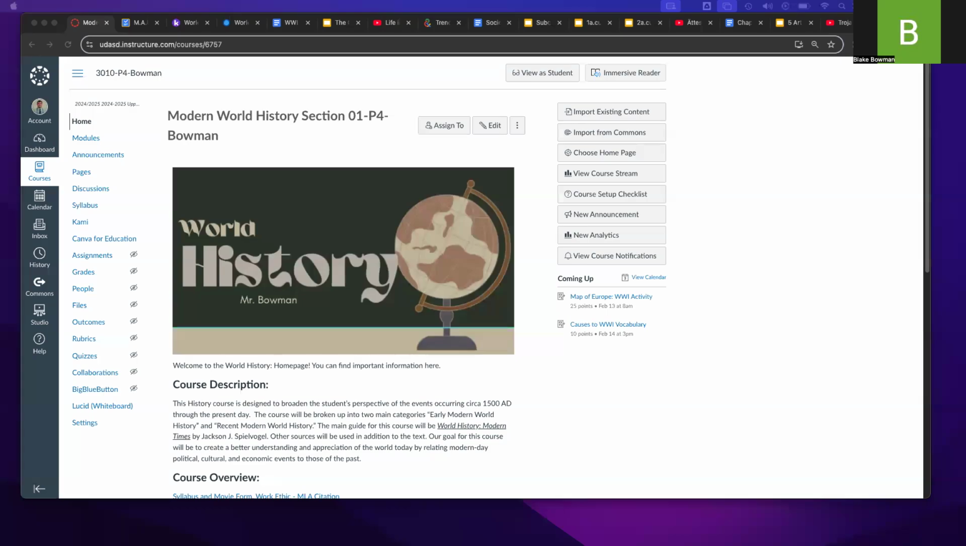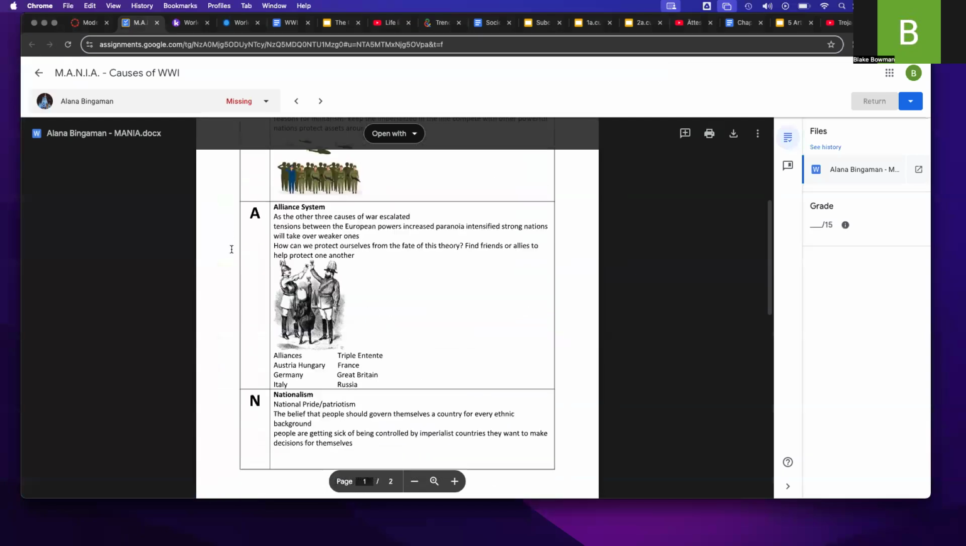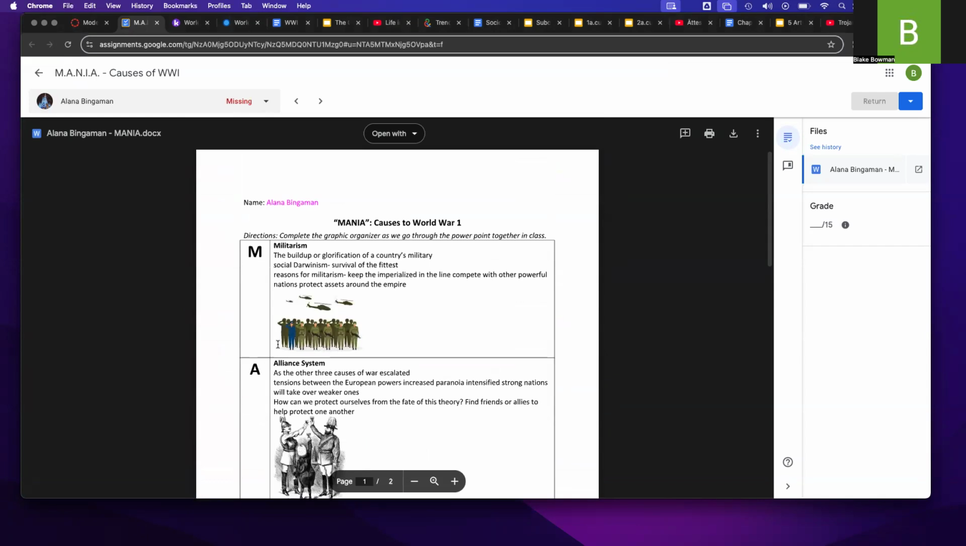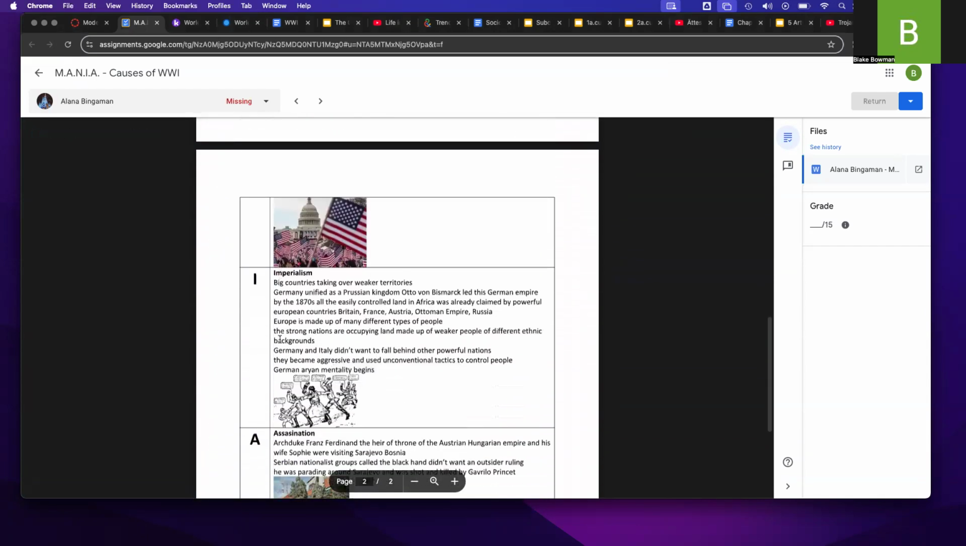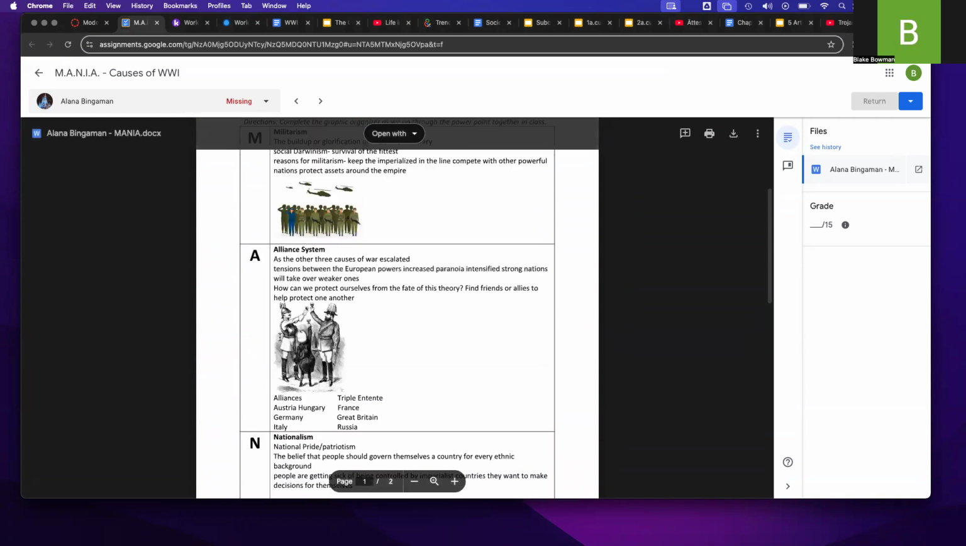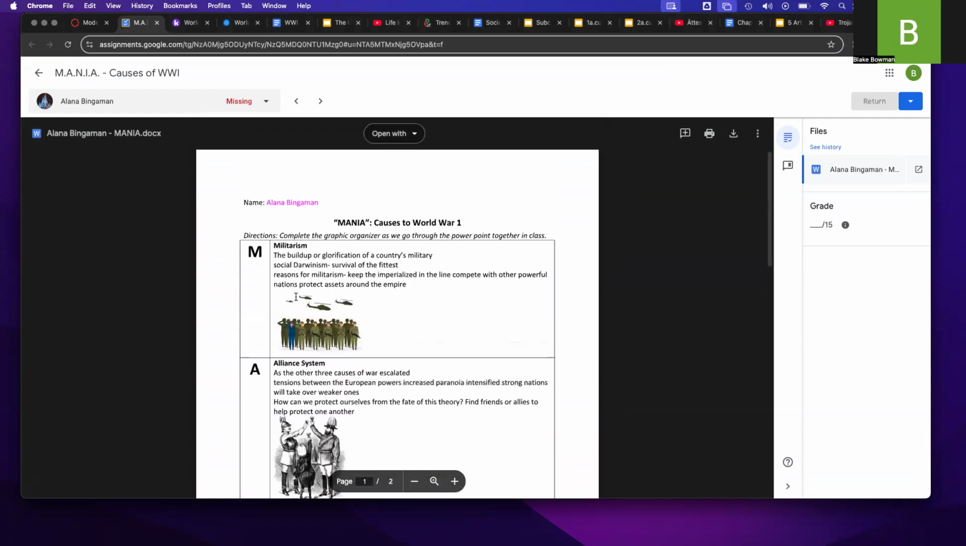All right, so like I mentioned, make sure you guys have this assignment finished. MANIA, that acronym to help you with the causes of World War One. Again, I think this is a good example. Nice pictures, great. A definition of what the term is and an example. All right. Please study that. Please look over it for Friday's test.